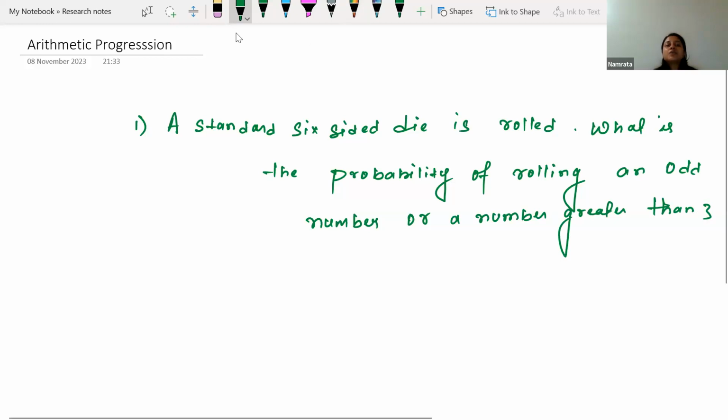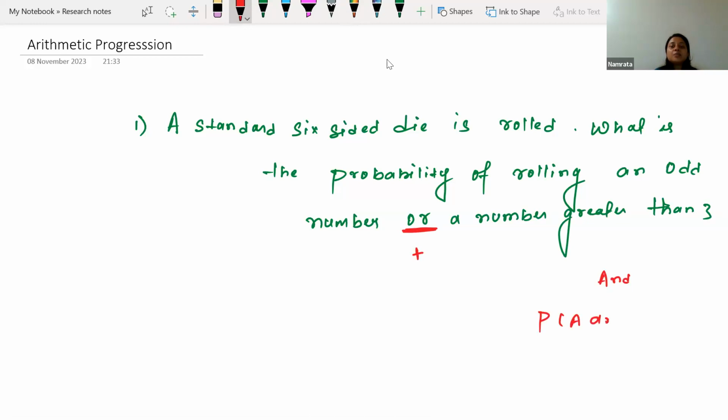Whenever we are having this word and or or in a probability question, we need to know this. This or means addition, okay? And whenever we are having and, like probability of A and B will be probability of A multiplied with probability of B. If we are having or, we will be adding the probabilities, and if we are having and, we will be doing the multiplication of the probability. So according to this concept, we have to proceed over here.